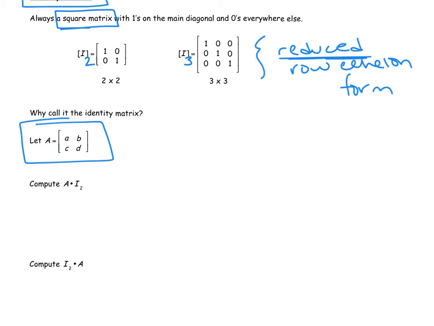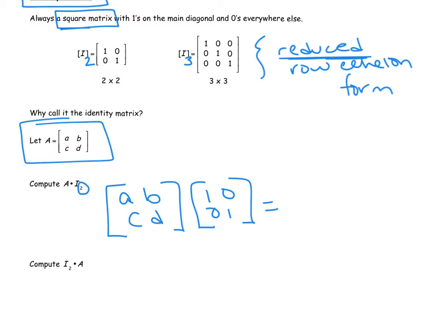So let's compute. I have A, which is A, B, C, D, and it's getting multiplied by the identity matrix with a square matrix of 2. So that's 1, 0, 0, 1. When I multiply these, we're going to do some matrix multiplication. A times 1 is A. B times 0 is 0. So we have A plus 0, which is just A. Again, we have row by column. A times 0 is 0, plus B times 1, which is B.